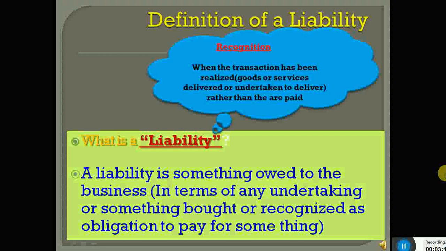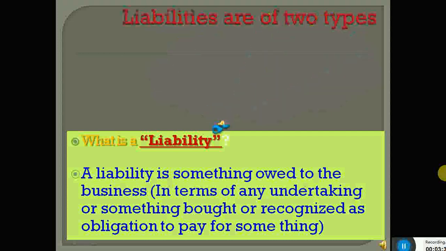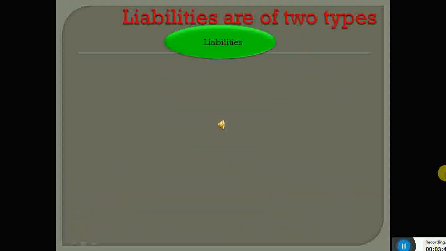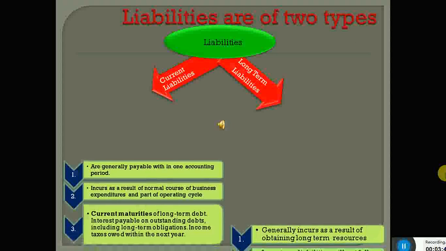It is very important. You must remember that the recognition point of a liability is where the goods or services are delivered or undertaken to deliver, rather than at the time when cash or cash equivalent is being paid. Liabilities are of two types. Number 1, current liabilities. Number 2, long-term liabilities.